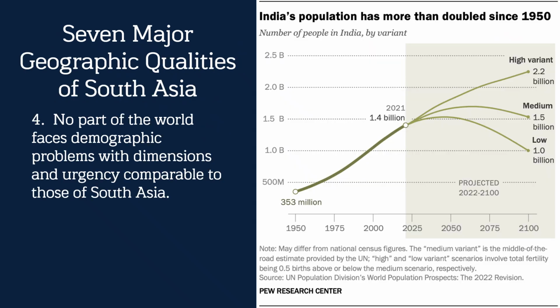The fourth feature is that no part of the world faces such demographic problems with the urgency and scale as those of South Asia. As you can see, the projected population could be as high as 2.2 billion in just a few short years, or could dramatically drop off, and that unpredictability is making it very difficult for the infrastructure of India.